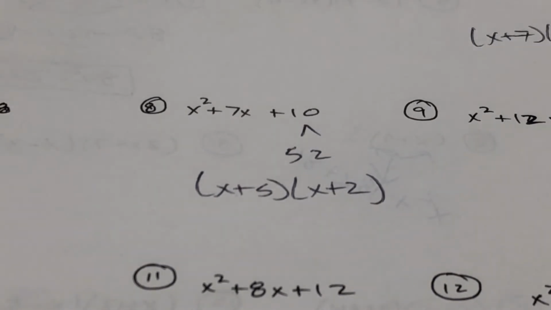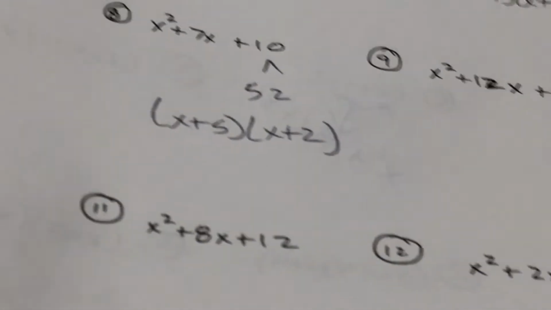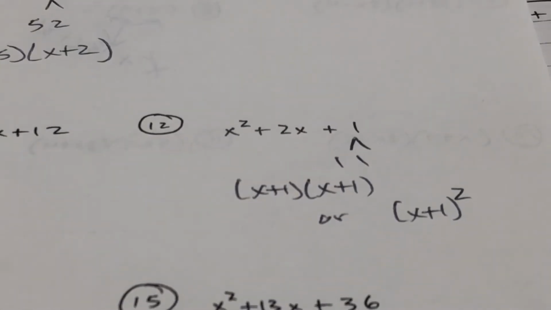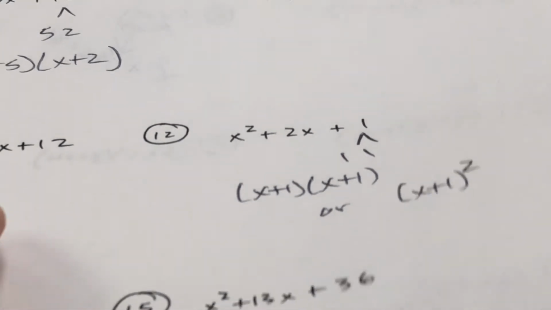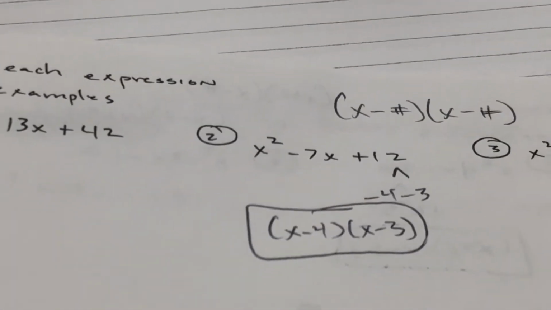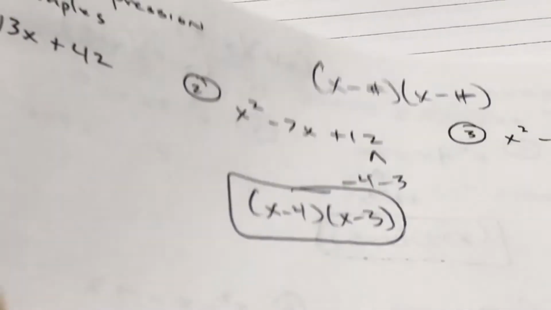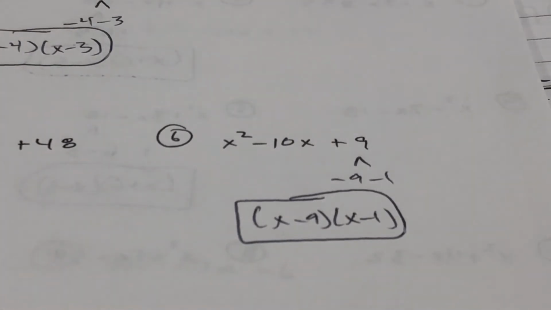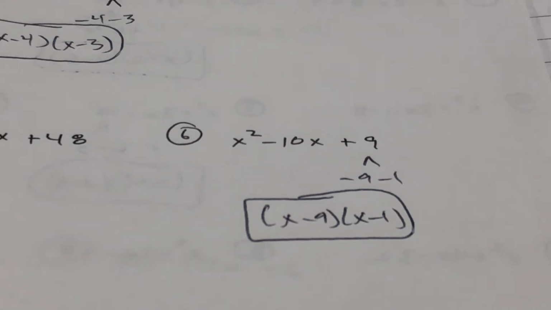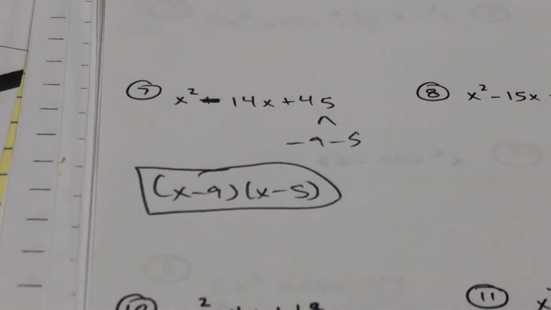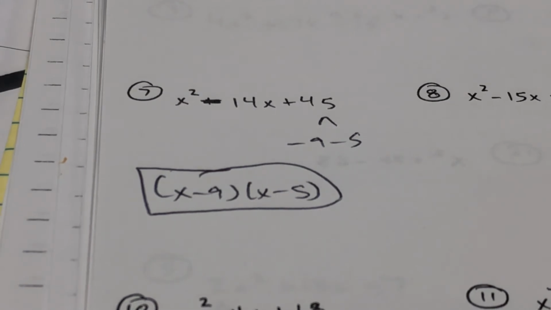On 8, what multiplies to 10 and adds to 7? 12, what multiplies to 1 and adds to 2? You can write it as x plus 1 twice. On 2, what multiplies to 12 and adds to a negative 7, x minus 4, x minus 3. Multiplies to 9 and adds to a negative 10, x minus 9, x minus 1. Multiplies to 45 and adds to a negative 14, x minus 9, x minus 5.